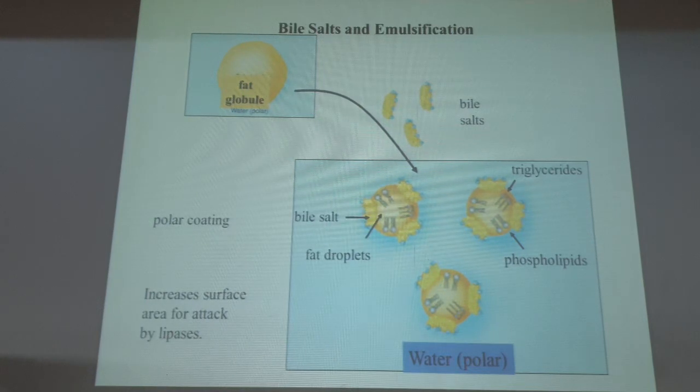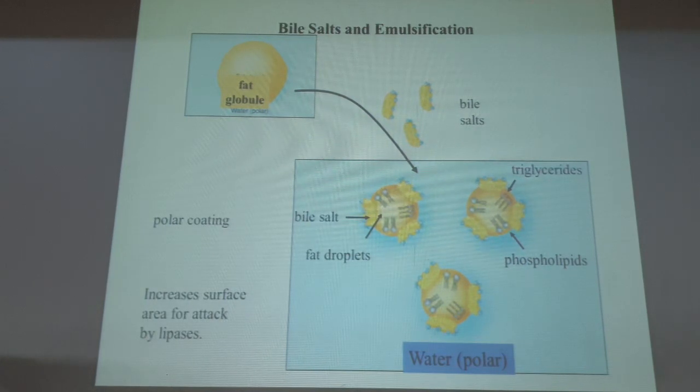Carboxylic group here, amino group here. The polar side, like the phospholipid bilayer membrane, will face the hydrophilic phase. It will face outside and the amino group will face inside, and this will make a small drop of fat surrounded by bile salt. These are the bile salts surrounding the fat droplets.